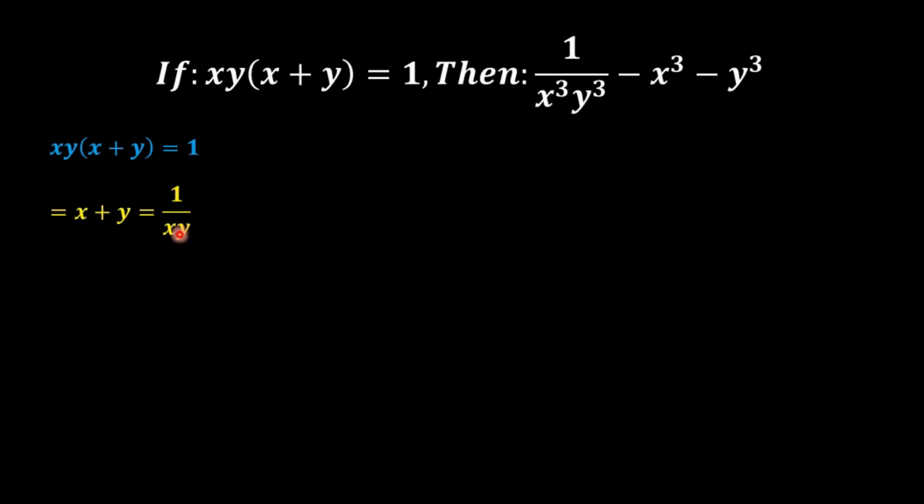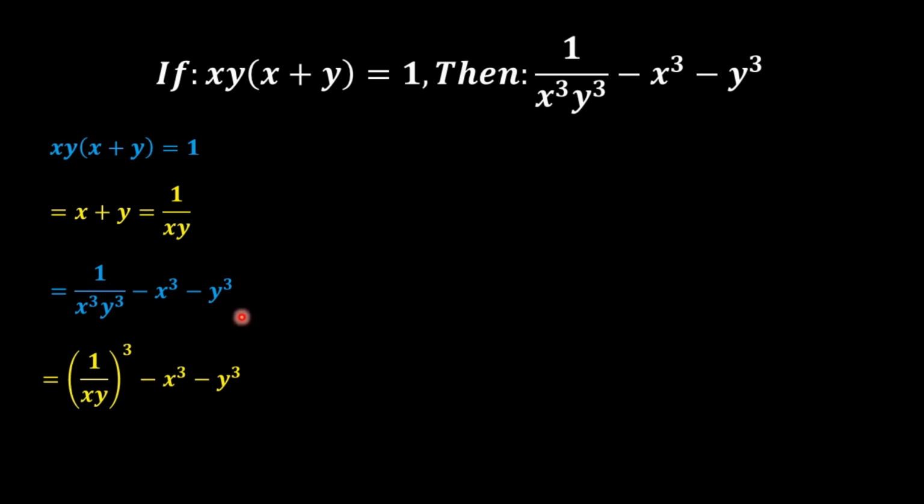Now we take the required value, which is 1 over x cube y cube minus x cube minus y cube. According to the basic rule of algebra, this fraction can be written as 1 over xy whole cube, and the remaining part of the expression, which is minus x cube minus y cube, remains the same.